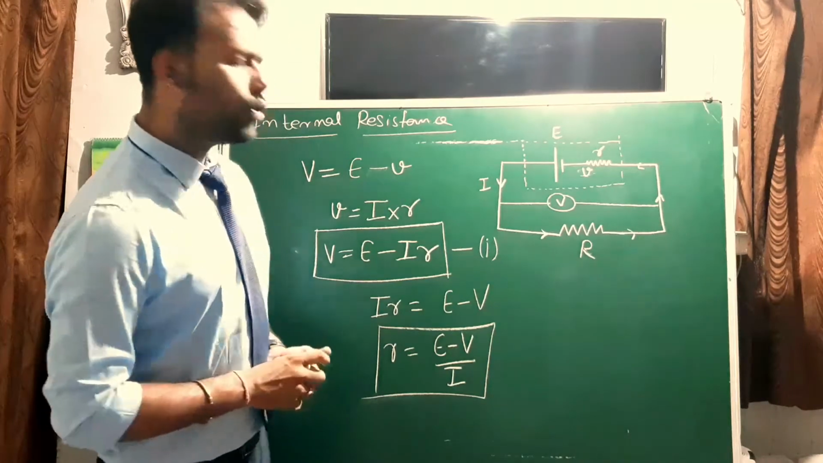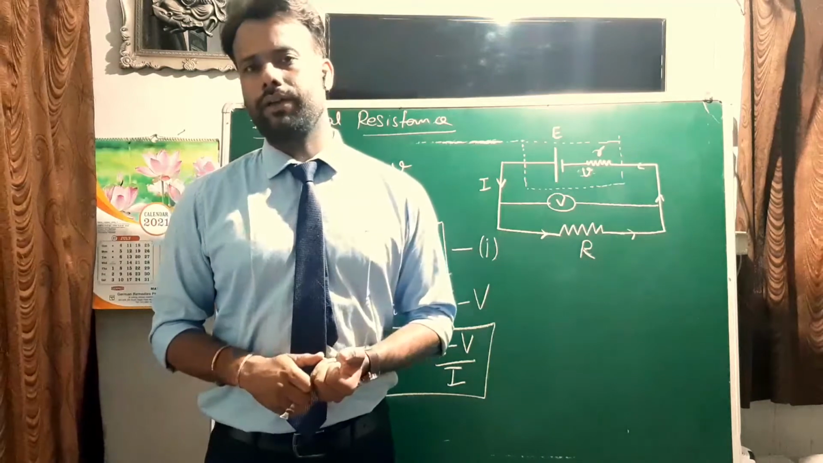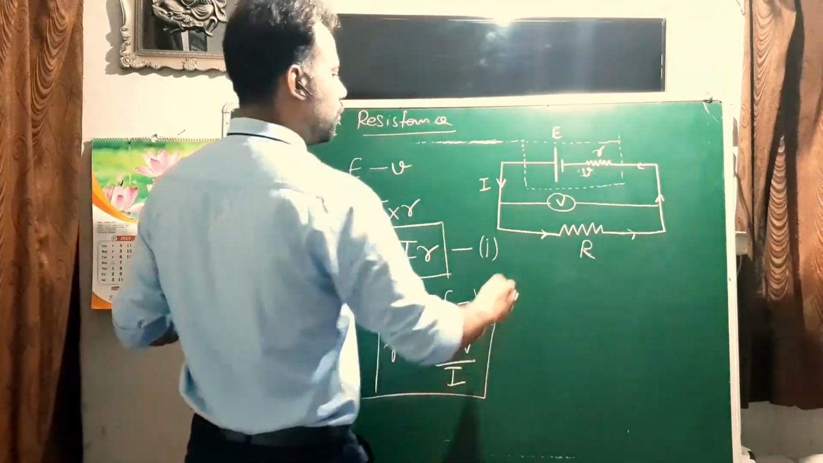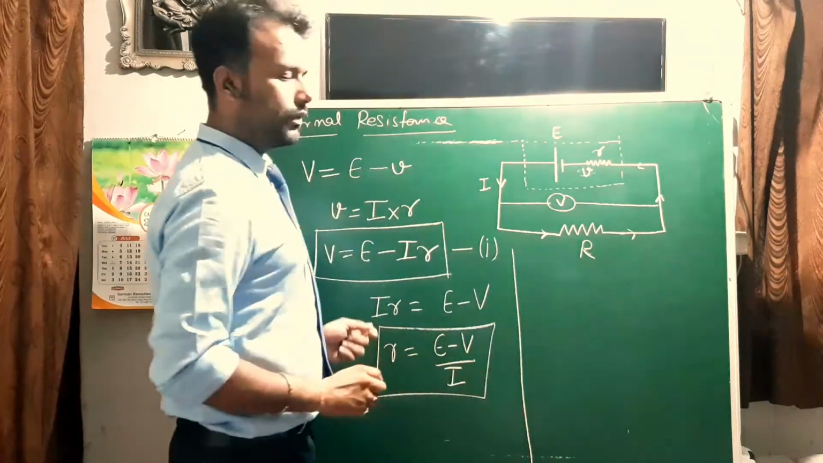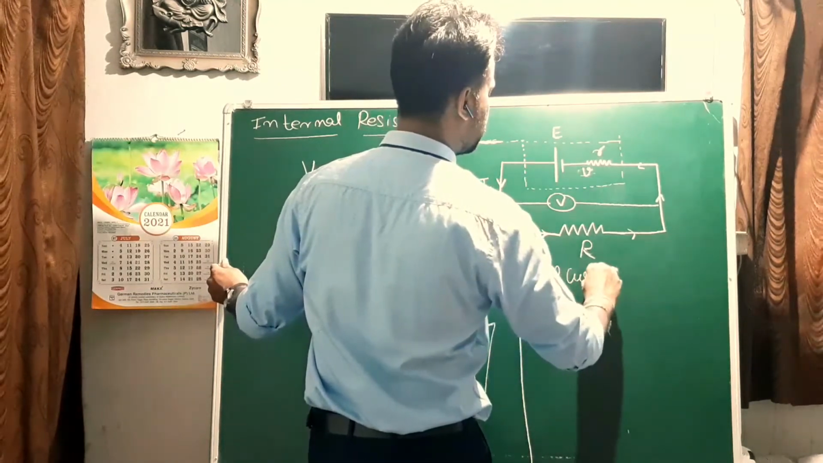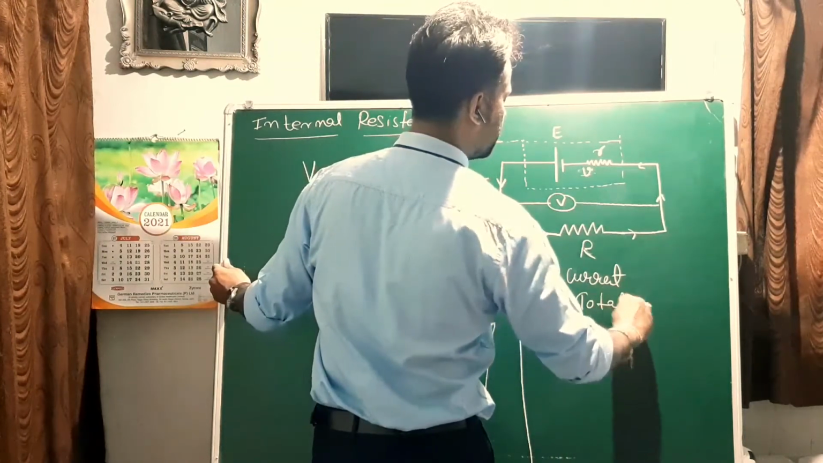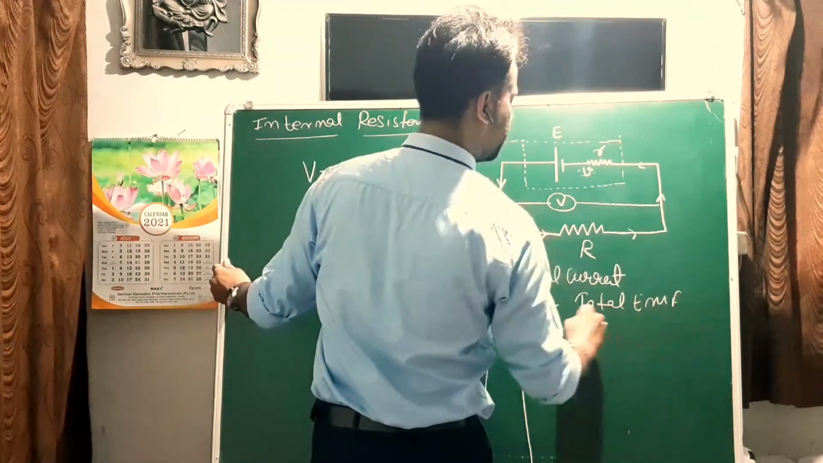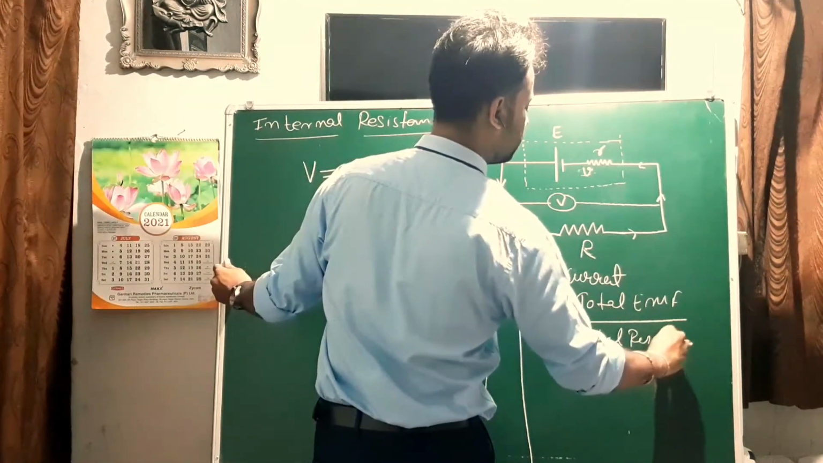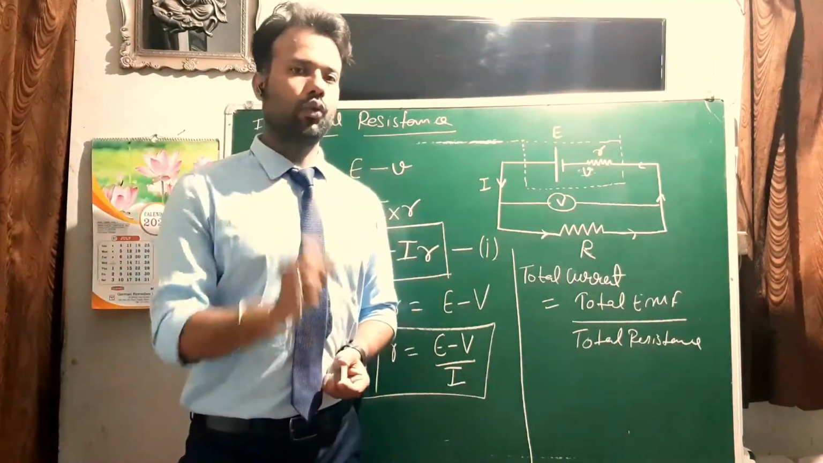In some questions we have to find out the value of total current flowing in the circuit. So how can we calculate the total current in the circuit? It's quite easy. Always remember one formula. The total current is basically total EMF divided by total resistance. So by using this formula you can find out the total current in the circuit.